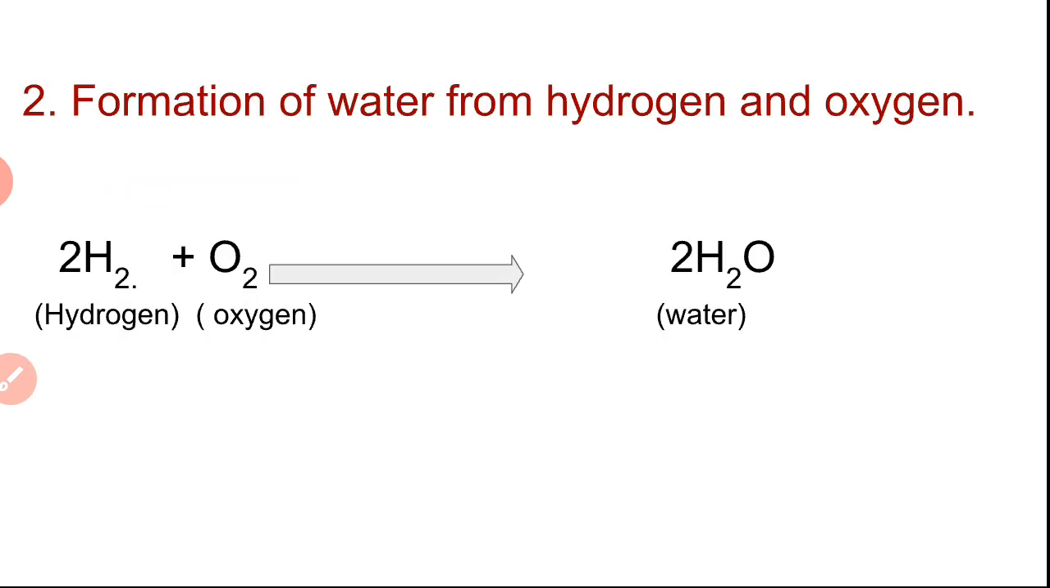Another example of a combination reaction is the formation of water from hydrogen and oxygen. In this reaction, a hydrogen molecule combines with an oxygen molecule and a water molecule is formed. Here also we can see that there are two reactants, hydrogen and oxygen, and they are forming a single product, that is water. So it is also a type of combination reaction.